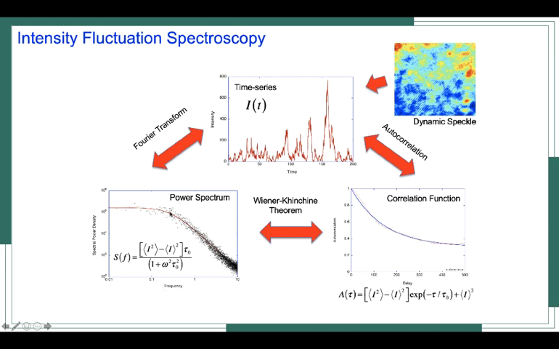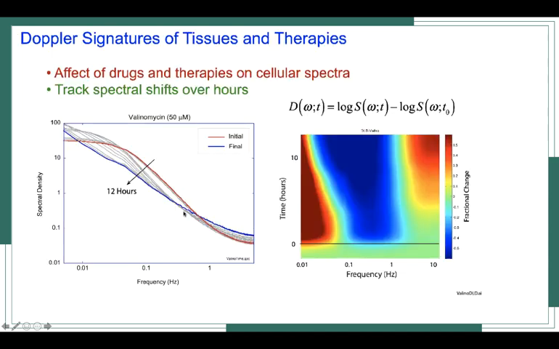And also, as drugs shift this knee, if it shifts higher, it means that things are moving faster. If it shifts lower, things are moving slower. So it's very easy to interpret, and it also matches with the analysis that I described earlier in this talk. So this is how we look at a drug response.